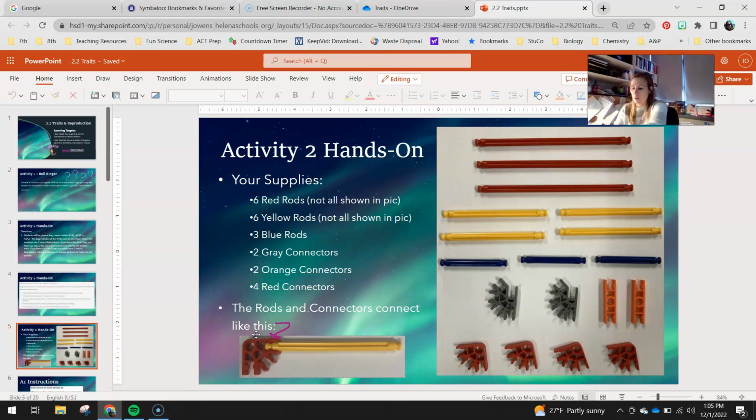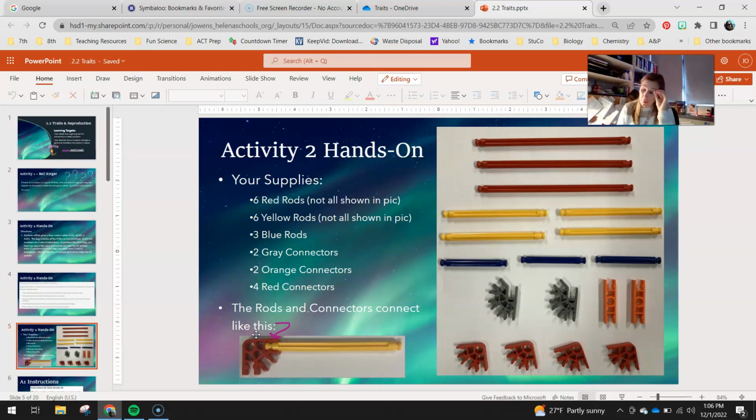And we've got some yellow rods. Here's what those look like. And then we've got some blue as well. We've got these little orange connectors. We've got gray connectors. And we've got a couple of these red connectors.